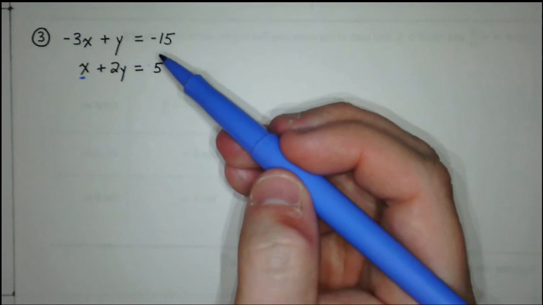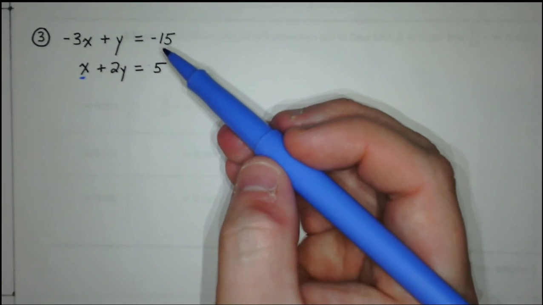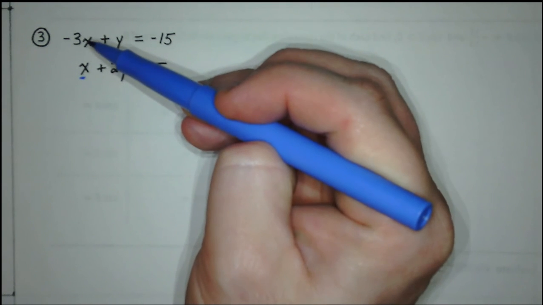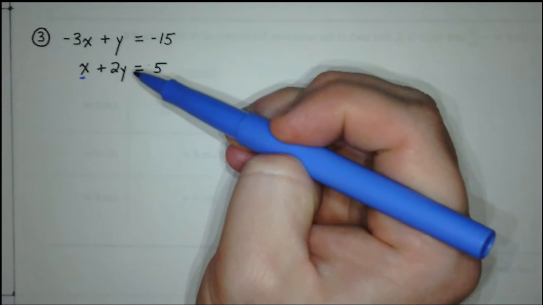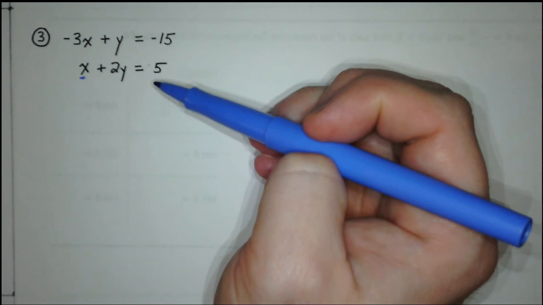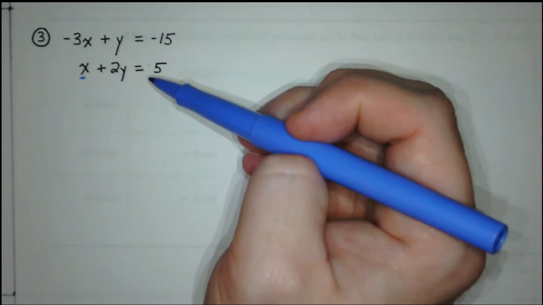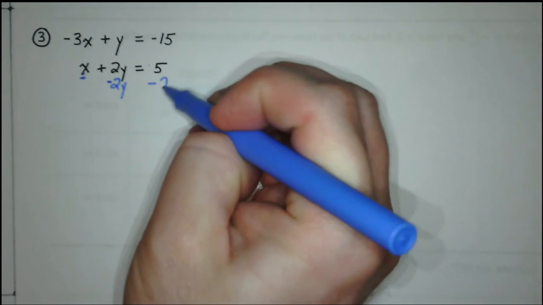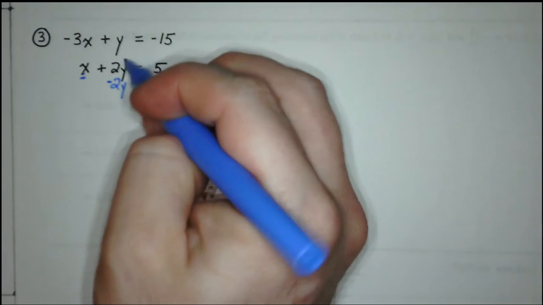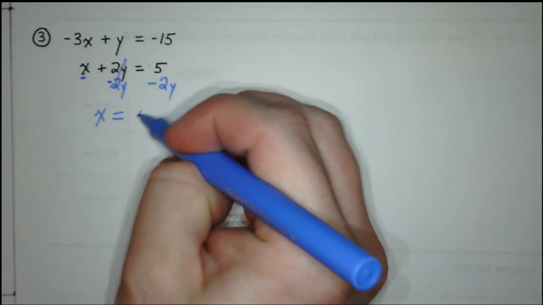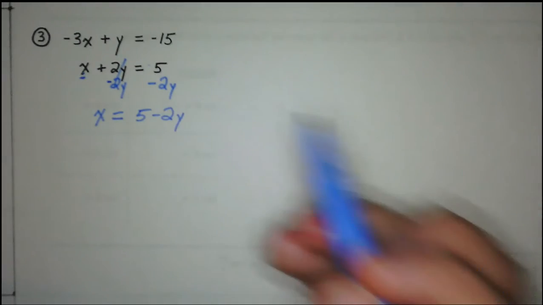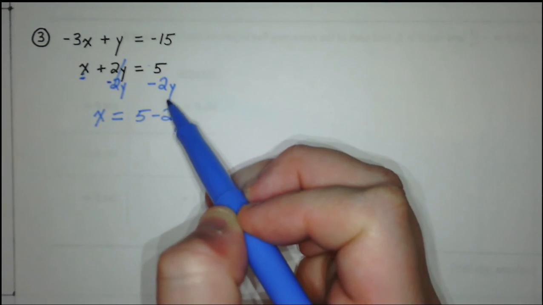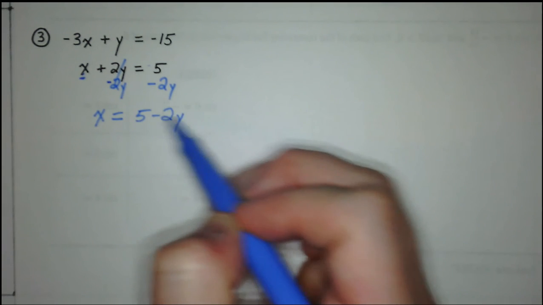Either way, furthermore, I would not recommend getting this x by itself or getting that y by itself in the other equation, because you're probably going to end up with nasty fractions. You see how, to get this x by itself, all we have to do is move that term to the other side, and then mission accomplished. That's it. Now keep in mind, 5 minus 2y, you can't do. So you just leave it as 5 minus 2y.